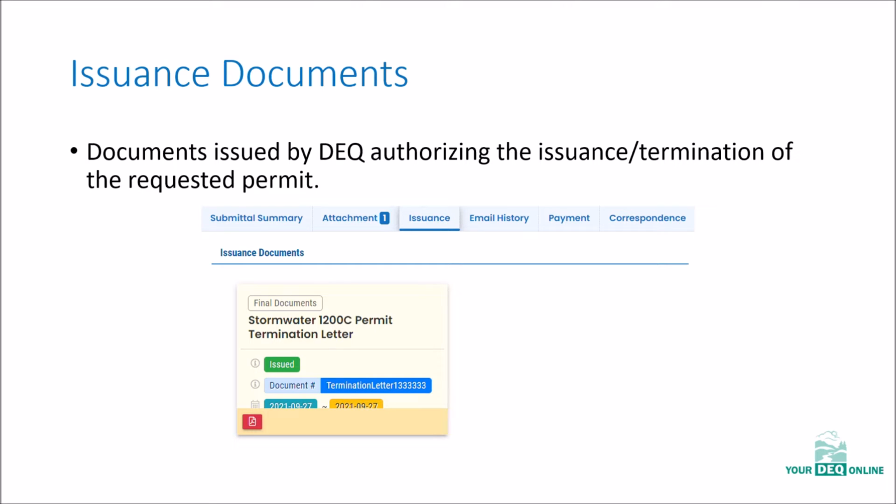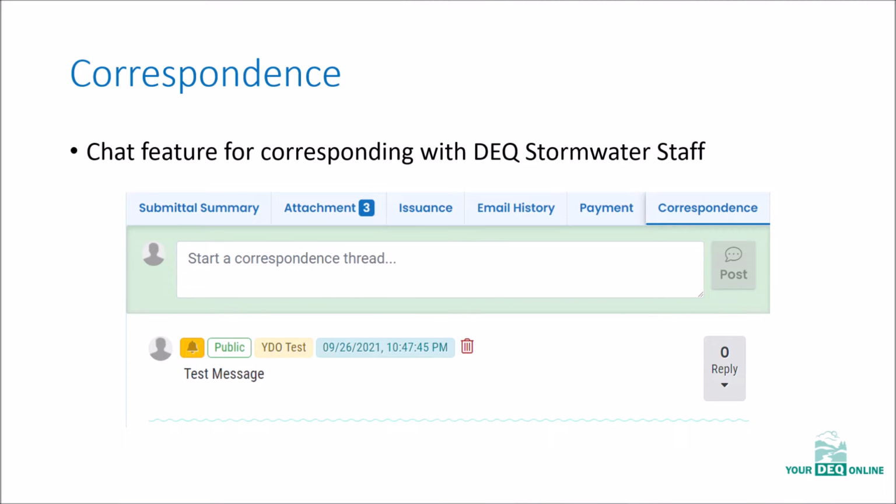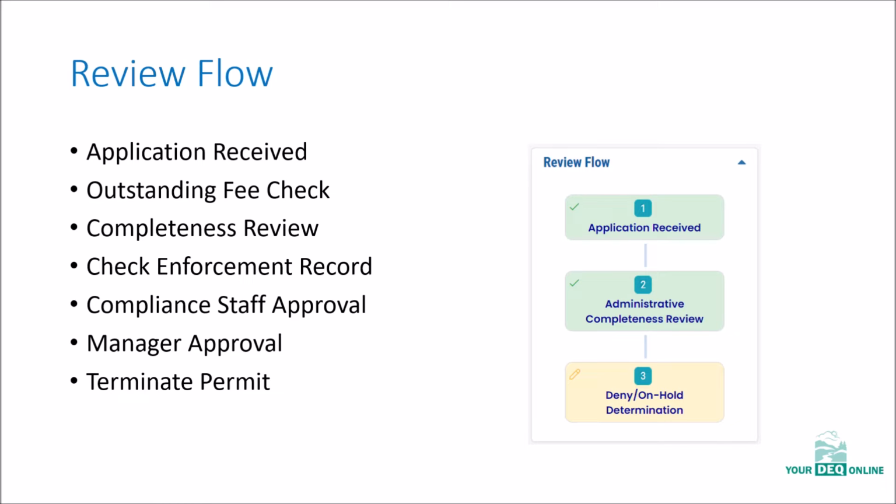On the Issuance tab, you'll see documents issued by DEQ authorizing the issuance or termination of the requested permit. On the Email History tab, you can see any emails that have been exchanged between you and DEQ regarding the submitted application. If you expand the entry by clicking the blue arrow to the left, you'll be able to see the full email text. On the Correspondence tab, you can chat with DEQ about the application, and the chat history will be captured below the chat box. For a snapshot of where your application is in the approval process, you can consult the flowchart located in the Review Flow section to the right of the screen.